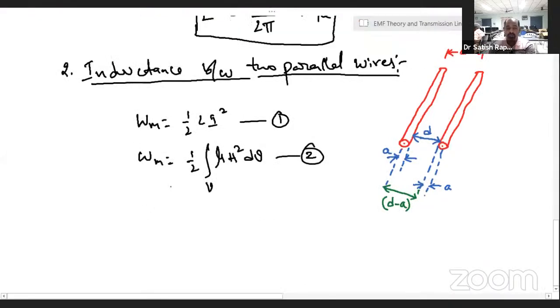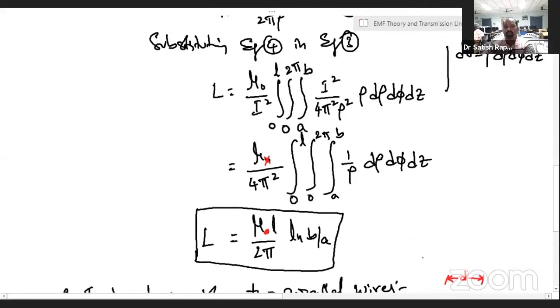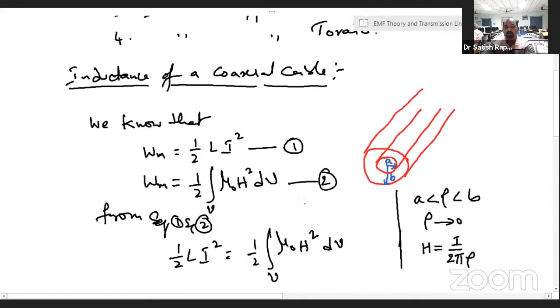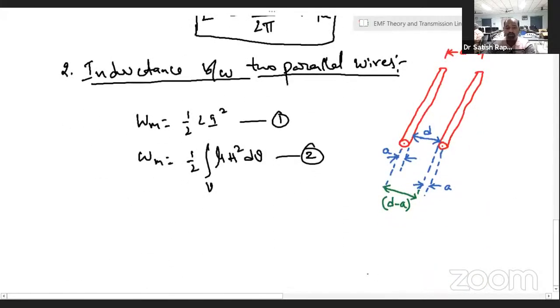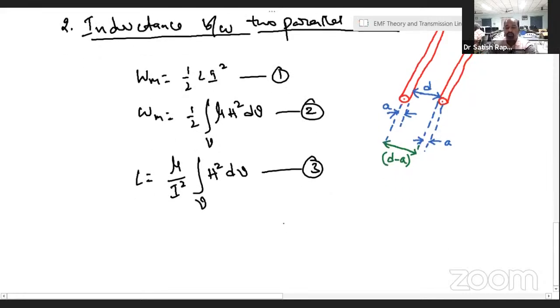So now, equating equations 1 and 2, as we have done above, same steps. Equation 1 is same, equation 2 is same, and equation 3 is also same. So I will take equation 3 directly. From equations 1 and 2 you can find L is equal to mu by I square volume integral h square dv. This is equation 3.